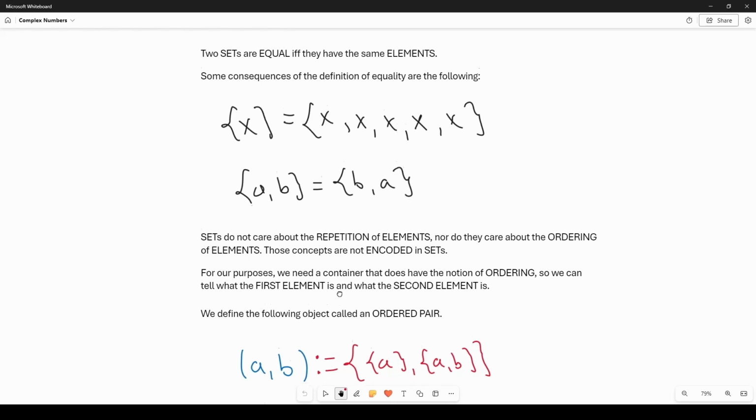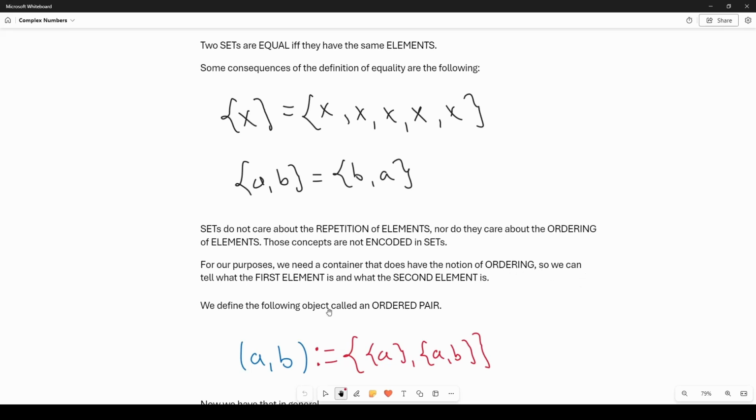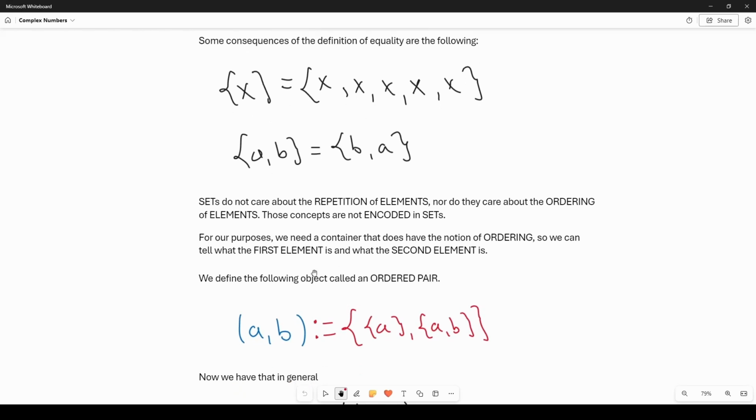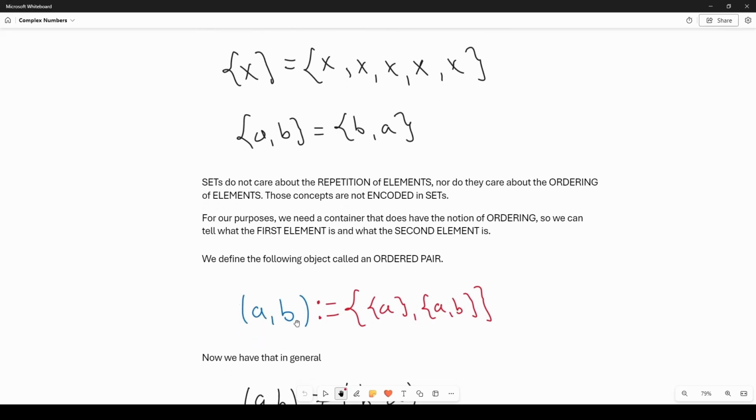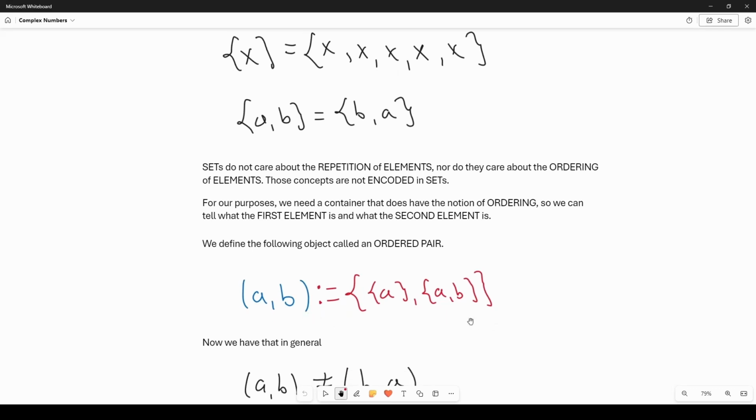But for our purposes, we will need a container that does have the notion of ordering, so we can tell what the first element is and what the second element is. So, to accomplish that, we define the following object called an ordered pair. So this is the ordered pair (A, B). Here is how it's defined. What does it mean for (A, B) to be an ordered pair? Well, it means to be this set over here. Now, the point of this definition is to, using sets, construct an object which does have a notion of ordering, and this definition accomplishes that.